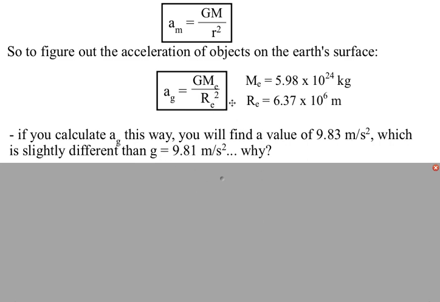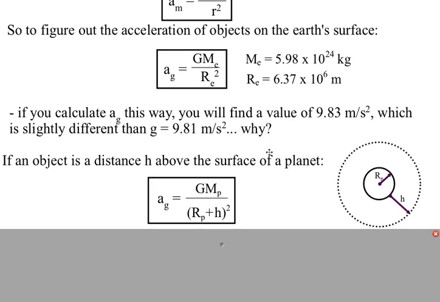And the reason why is that the radius of the Earth is not a number that can be really pinned down. The Earth is not a sphere. It's called an oblate spheroid. It's slightly flattened from pole to pole. The equatorial radius is much bigger than the polar radius. So this value, if you were to plug it in, is the average radius, and that's why we get a slightly different value.